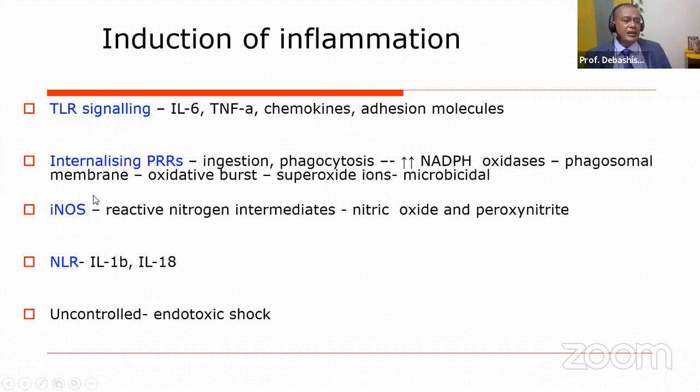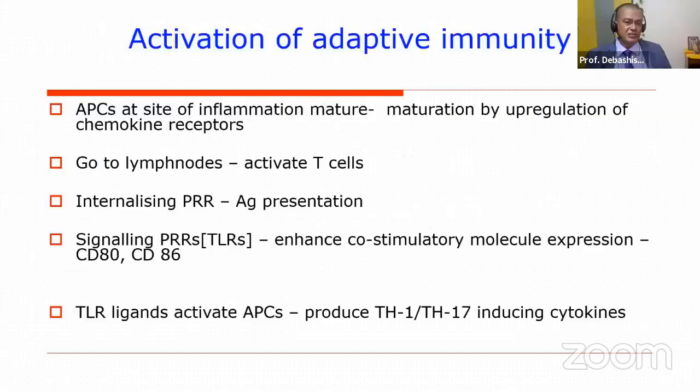Or it may be the inducible nitric oxide synthase pathway causing reactive nitrogen intermediate production, nitric oxide and peroxynitrite production, which kills bacteria. The NLR inflammasome, IL-1 beta and IL-18 also, through the pathway, can be bactericidal, and it may be uncontrolled with multiple pathways giving rise to endotoxic shock. So the inflammation can be controlled, it may become very uncontrolled, and it is vigorously activated by multiple pathways.